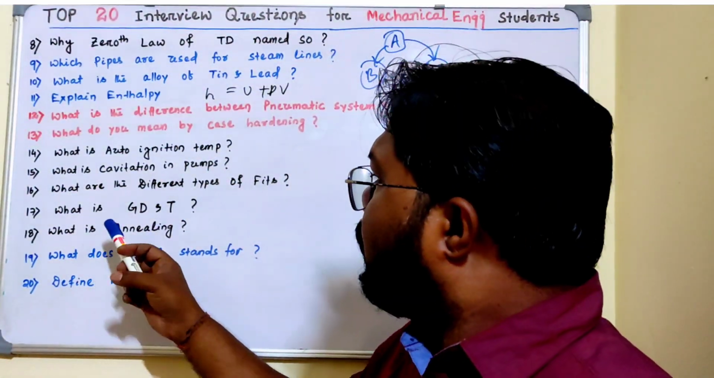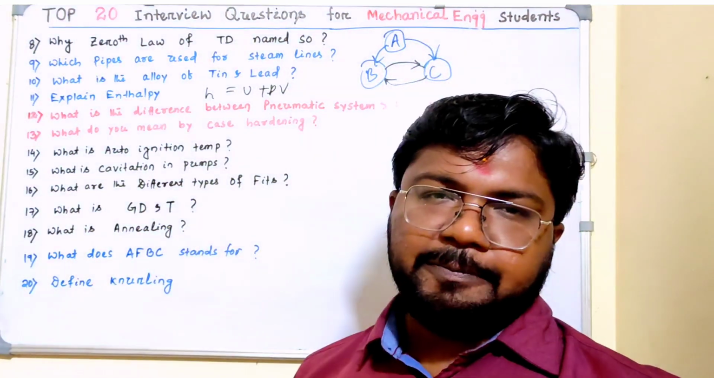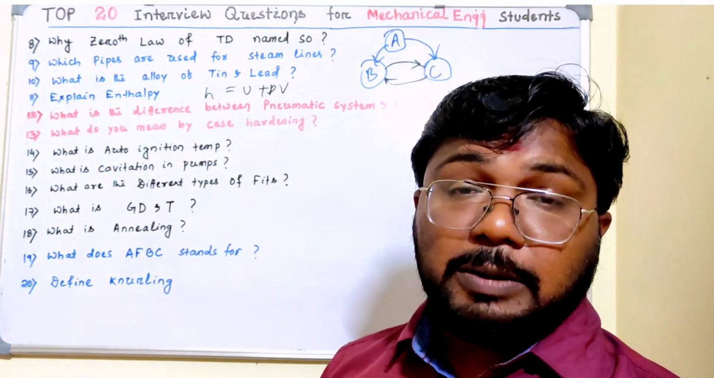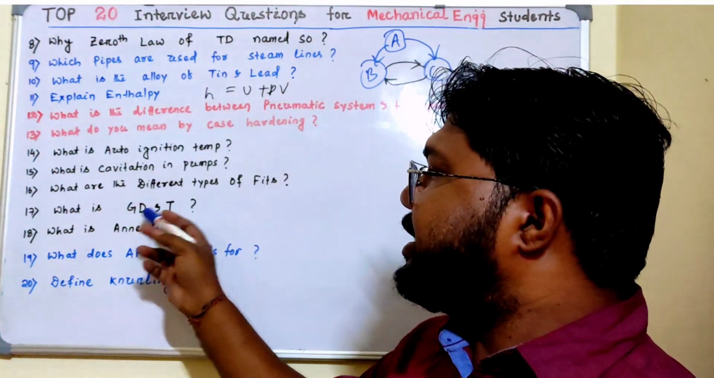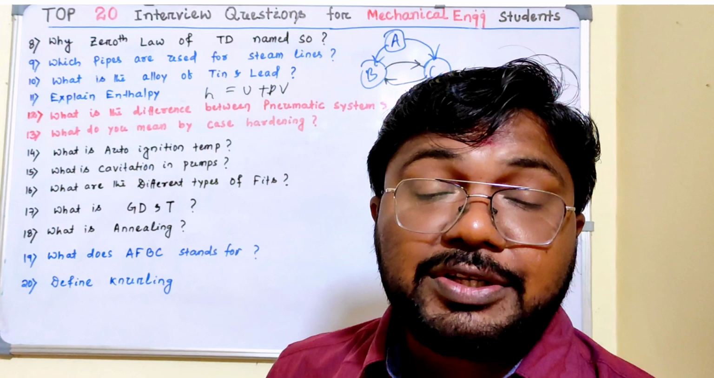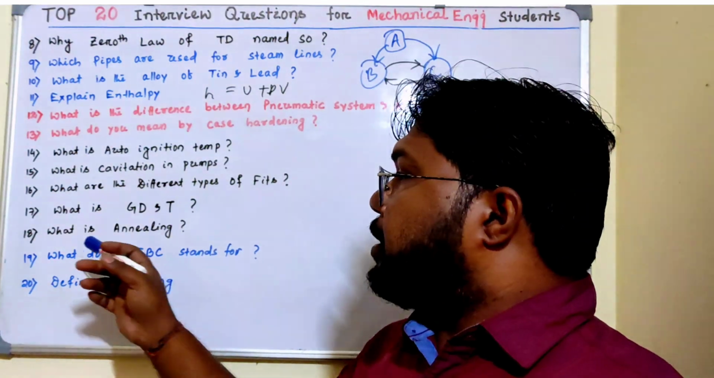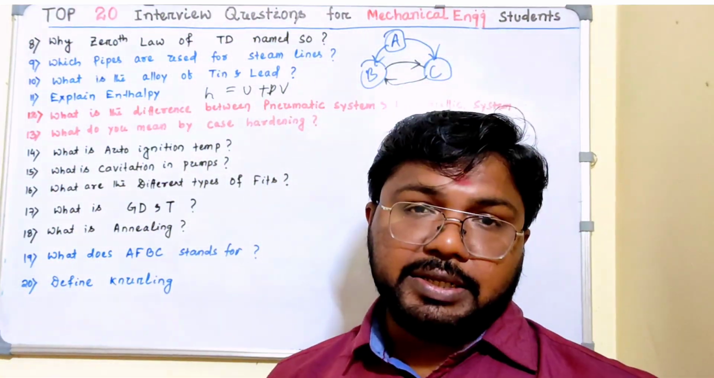Next question. What is GD&T? It is a short form and very popularly used in manufacturing industries. GD&T means geometric dimensioning and tolerancing. Question number 8. What is annealing?